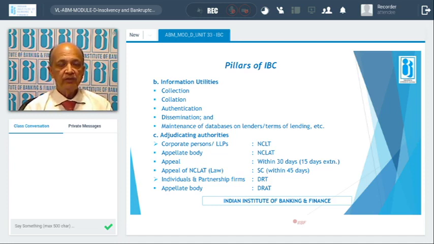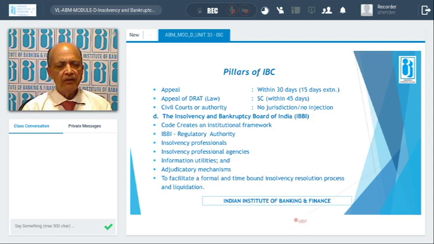And who are the left out now? Individuals and partnerships. Their cases have to be referred to the DRT, Debt Recovery Tribunal, which has an Appellate Tribunal also, the DRAT, Debt Recovery Appellate Tribunal. The DRT is meant for individuals and partnerships, and any aggrieved party can make an appeal before the DRAT within 30 days. There also, in very exceptional cases, 15 days further time would be given, making 45 days. Normally, it is 30 days.